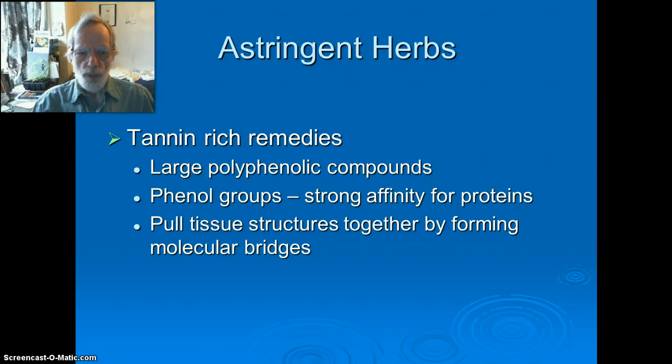They tend to be, well, one category would be tannin-rich remedies. Tannins are large polyphenolic compounds, and the phenol groups have a strong affinity for proteins. So they're able to latch on to proteins and pull tissue structures together by forming molecular bridges. So if you have a mucous membrane that's all kind of floppy and all the cells are hanging out, then you can sort of astringe that, pull it together a bit. And it has been shown that astringent herbs do firm up those cell adhesion molecules in between cells to present a more tight structure of the mucous membrane against the mucosal lumen.